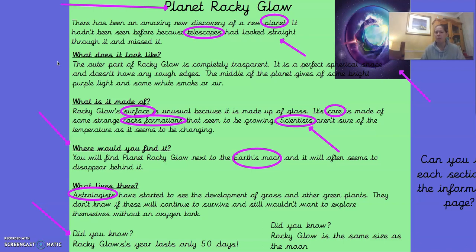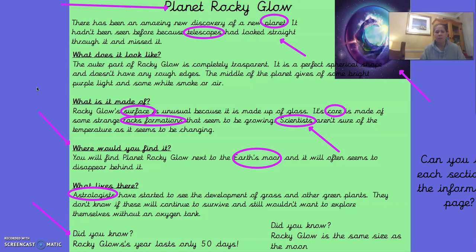So when you're talking about what your planet looks like, say what shape it is. Really use some great adjectives to describe it. The middle of the planet gives off some bright purple light and some white smoke or air. Okay, so you could put lots of different things to describe what your planet looks like. And then when you go on to what is it made of, this is where you'll talk about the surface and the core. So here it says, Rocky Glow's surface is unusual because it is made of glass.